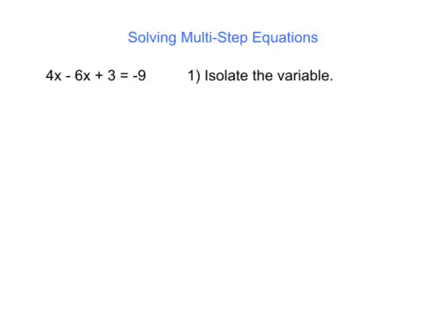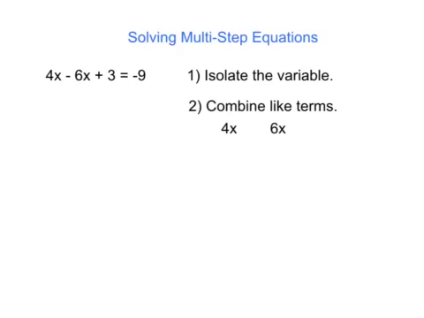Today's lesson is on solving multi-step equations. We will start with the equation 4x minus 6x plus 3 is equal to a negative 9. And in solving the equation, our goal is still to isolate the variable. We want the variables on one side of the equal sign and the numbers on the opposite side of the equal sign. In order to solve this equation, you will need to combine like terms.